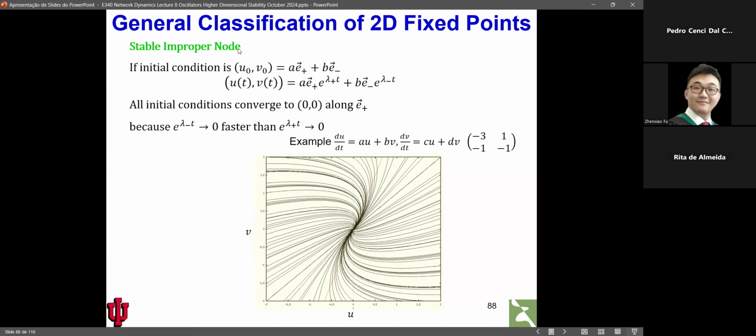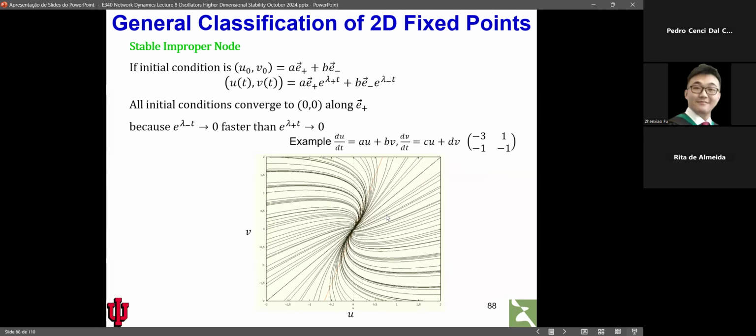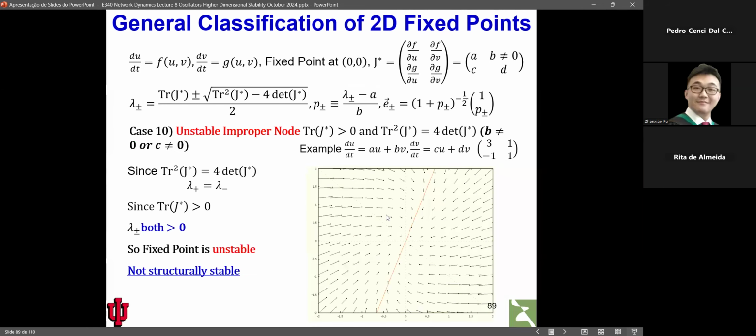Stable improper node is just that: you have all initial conditions converge to 0, 0 along e to the lambda plus, because e to the lambda minus goes to 0 faster than e to the lambda plus. And then the improper node.